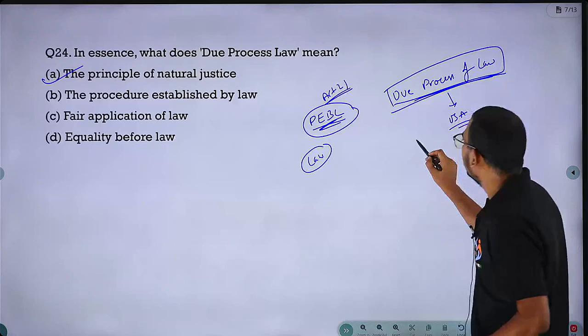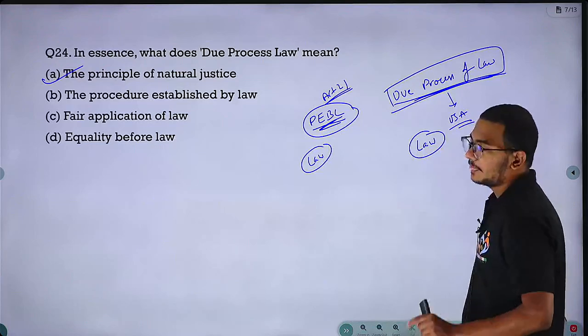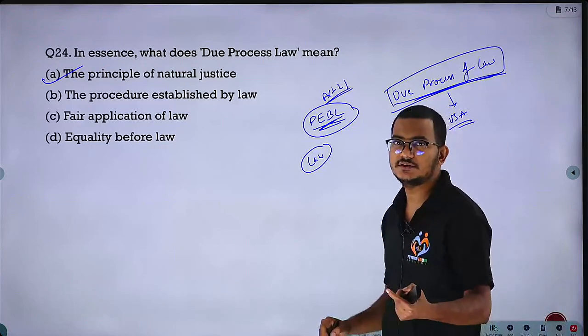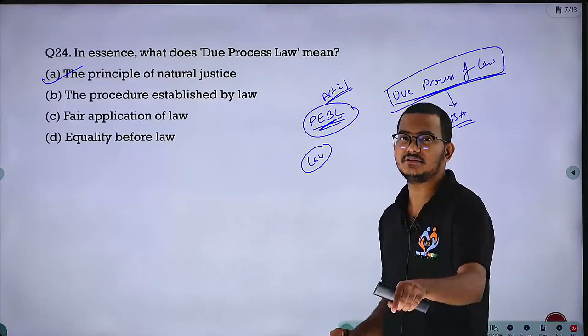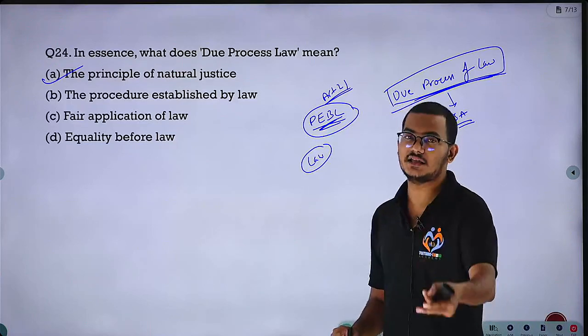But here the court will check two things. One, the arbitrary action of the executive, whether they are following the law or not. Second thing is, they'll check the law as well, whether it is following natural justice or not.